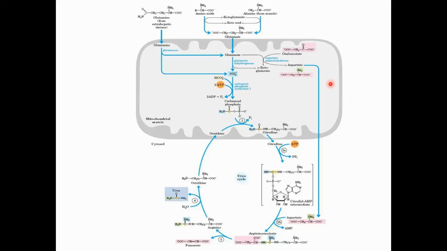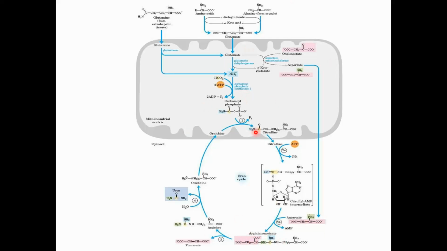And one more thing: there is another molecule, oxaloacetate, which by the enzyme aspartate aminotransferase converts into aspartate, and this aspartate is also utilized here to make argininosuccinate. It combines with the citrullyl AMP intermediate and then makes argininosuccinate.